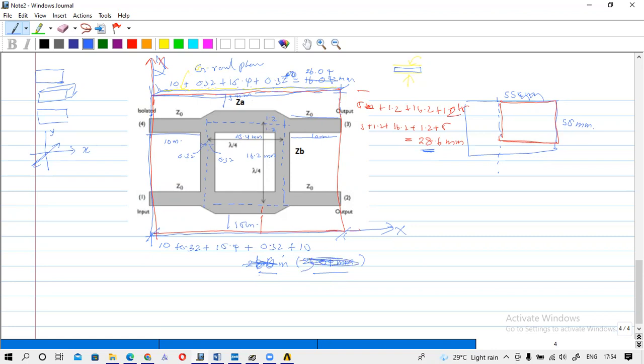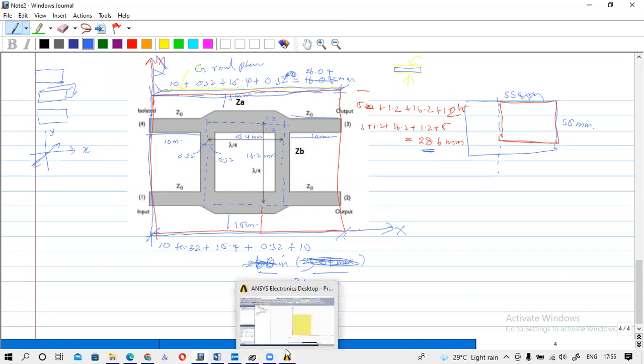It is a minor mistake. Okay, so this is 36.04. Let's calculate this value also. It is 5 plus 1.2 plus 16.2 plus another 1.2 plus 5. So it is 28.6. Okay, it is correct. So this length will be 36.04 and this will be 28.6.